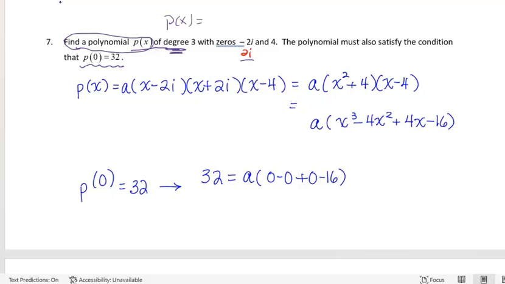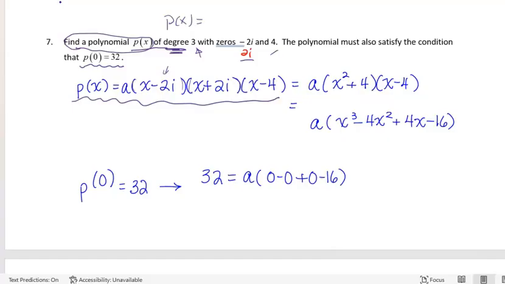Okay, we set up based on all the given information, right? So because it's 0, negative 2i and a positive 2i, that means one of the linear factors here, and also 4 is x minus 4. Its degree is 3. That's it, because it's already x to the cube, which is degree 3.